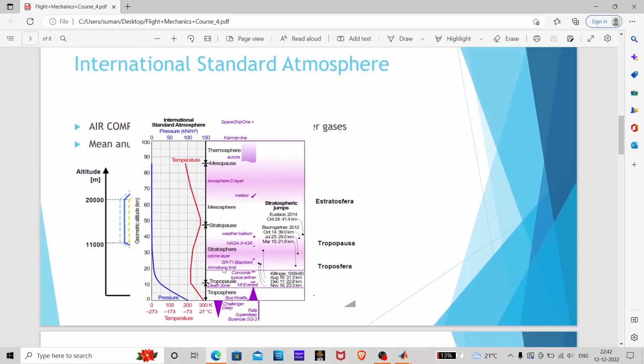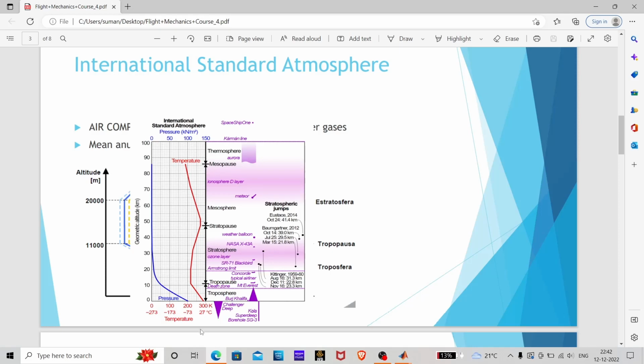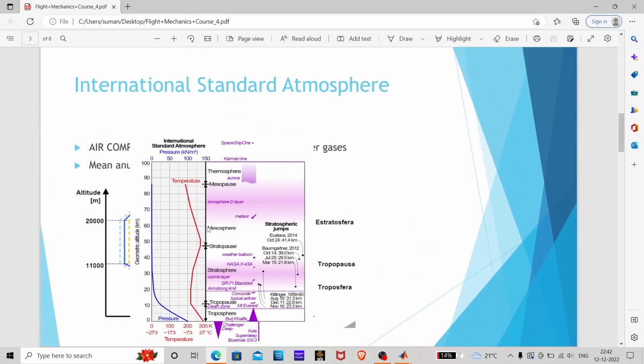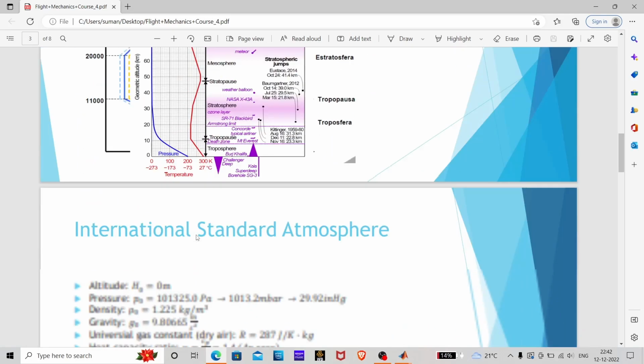This is a small graph which will show the atmosphere: troposphere, tropopause, mesosphere, and so on. This is the variation of temperature and pressure along with the altitude. So this is what we are going to model in Simulink.